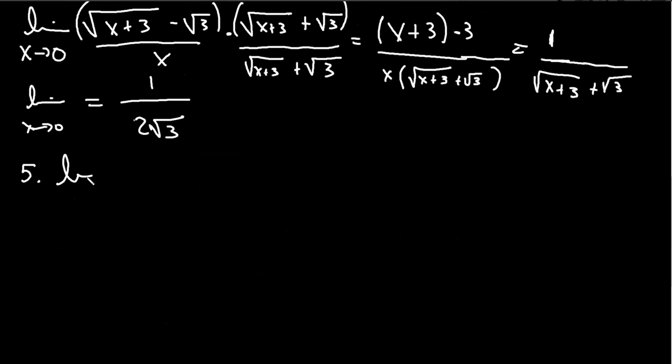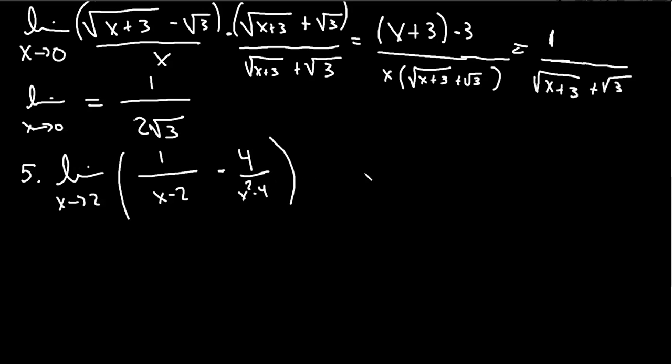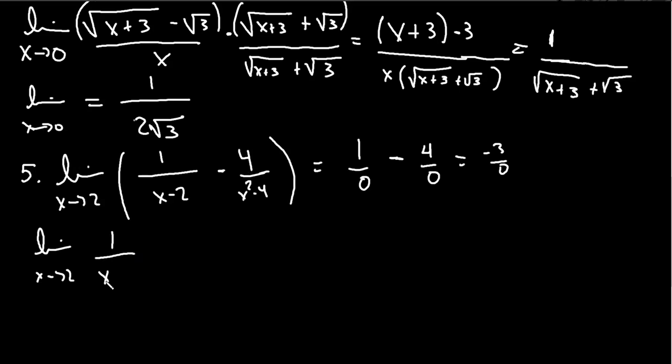Alright, so the next problem says the limit as x approaches 2 of 1 over x minus 2 minus 4 over x squared minus 4. Looks a little messy, huh? If we plug in our 2, the expression becomes 1 over 0 minus 4 over 0. Anything over 0 is bad as well. We have to manipulate this somehow. We see there's a common term in both terms, which is 1 over x minus 2. If I pull out a 1 over x minus 2 from both terms, I get 1 minus 4 over x plus 2. You can easily see that if you multiply this inside, you'll get back this over here.